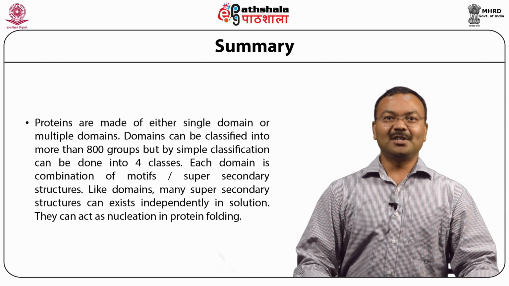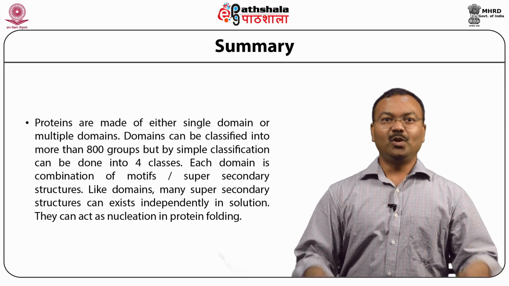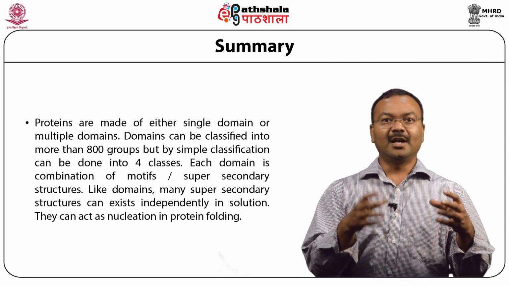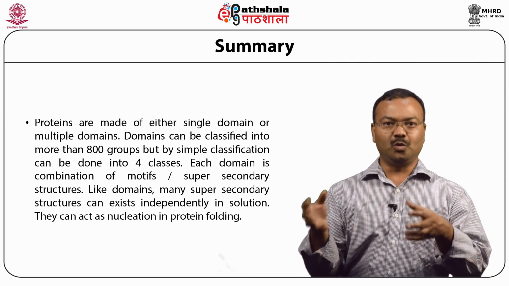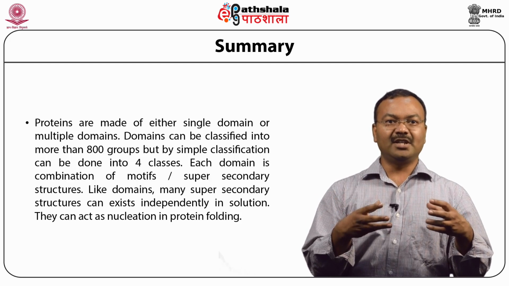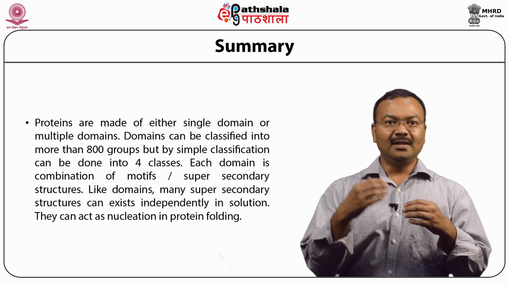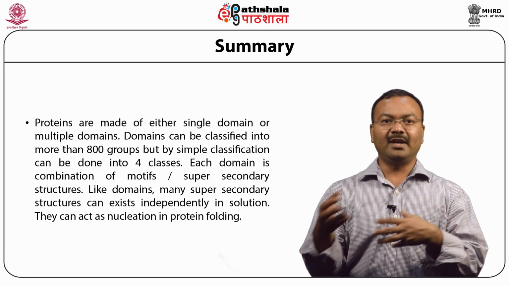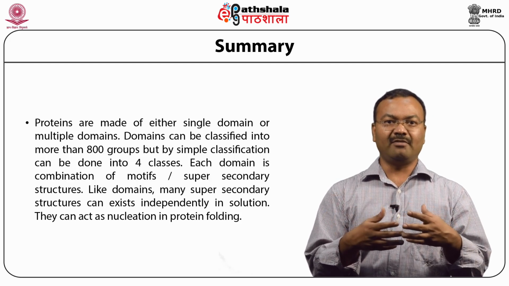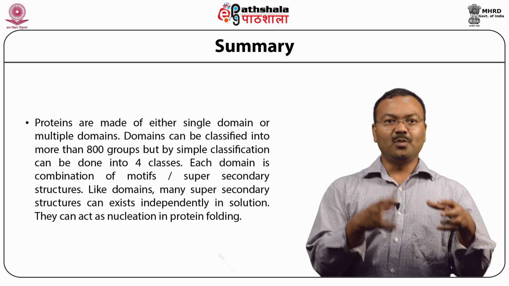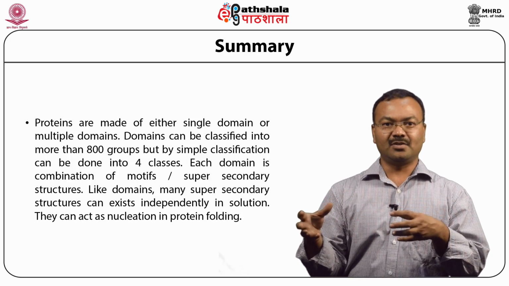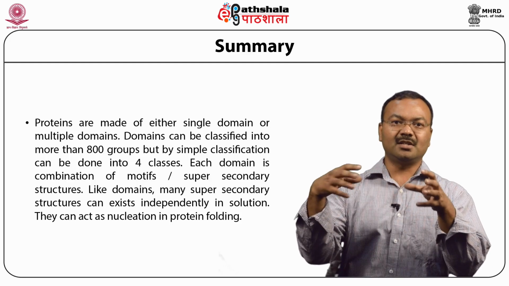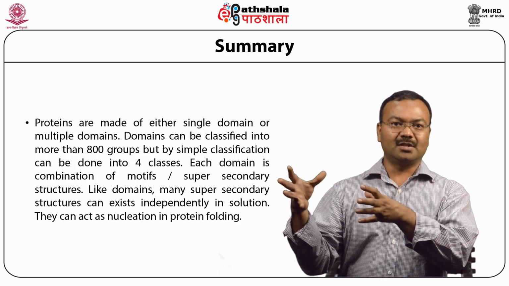Students, let us summarize what we have learned in this module. Proteins are made up of either a single domain or multiple domains, and domains can be classified into more than 800 groups. In a simple classification, they can also be divided into 4 classes: beta sheet domain, alpha helix domain, or a combination of beta sheet and alpha helix domain. Each domain is a combination of motifs or supersecondary structures. The secondary structures form supersecondary structures, and supersecondary structures together form domain structures.